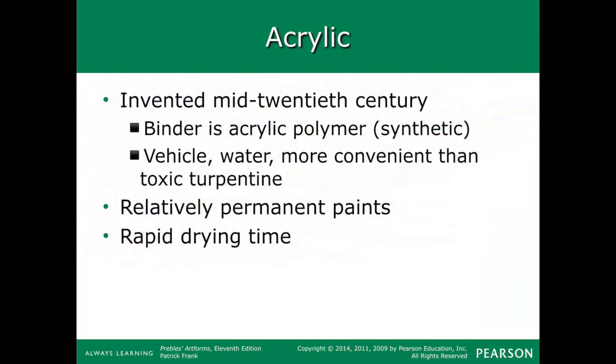Acrylic was invented during the mid-20th century. The binder for acrylic is acrylic polymer, which is a synthetic type of binder. In other words, it is man-made. Think of this acrylic polymer as a plastic type of material. The vehicle used in acrylic painting is water, so it is actually more convenient to use over turpentine. Turpentine is the vehicle used in oil painting, while water is the vehicle in acrylic.